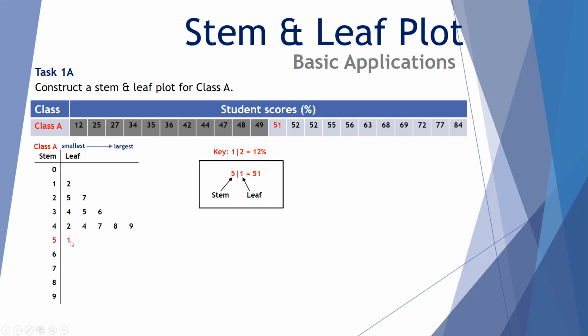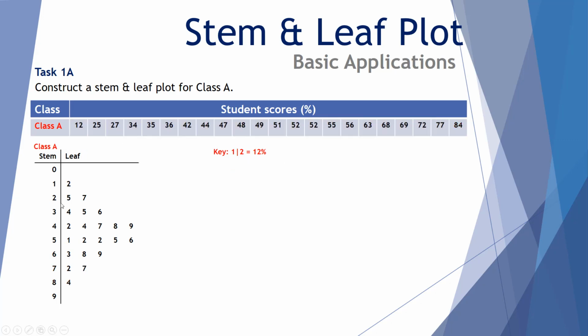51 goes in, followed by 52, 52, 55, 56, a 6 and a 3 for 63, 68, 69, a 7 and a 2 for 72, 77, and an 8 and a 4 for 84. And there we have our Class A stem and leaf plot, representing all the numbers from a score of 12 right up to the score of 84.